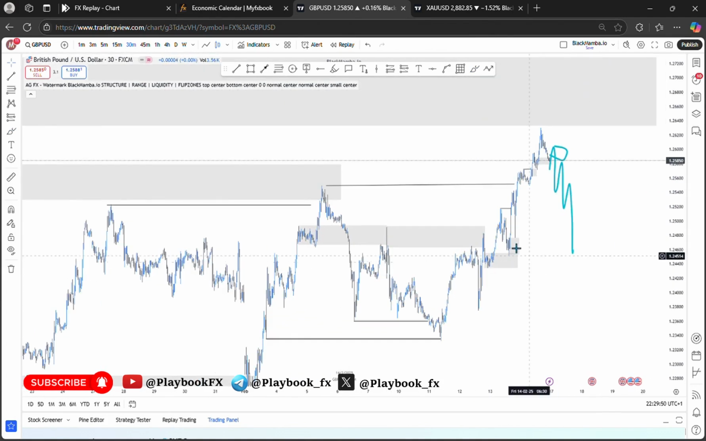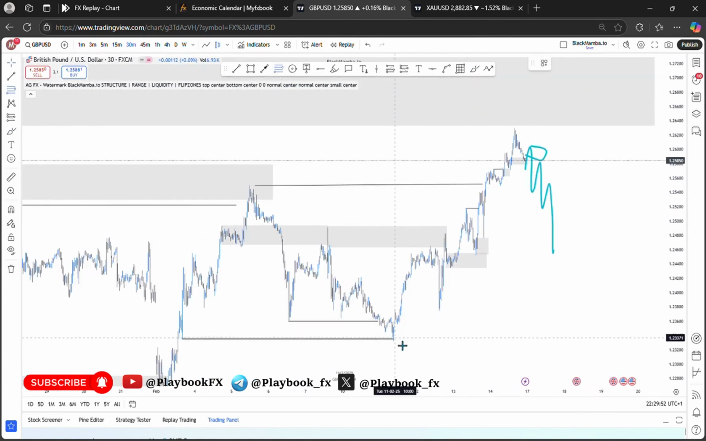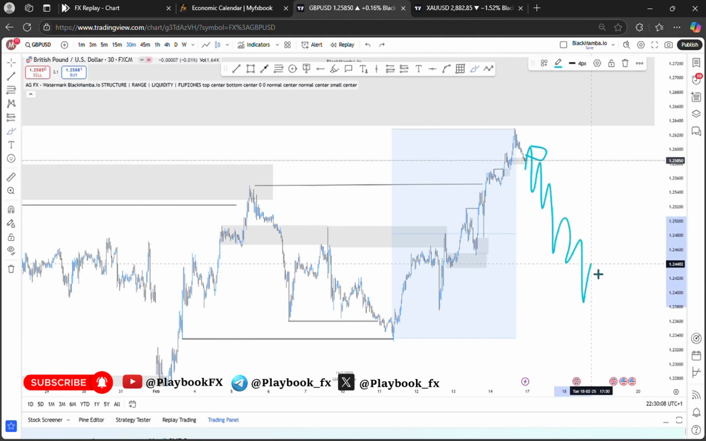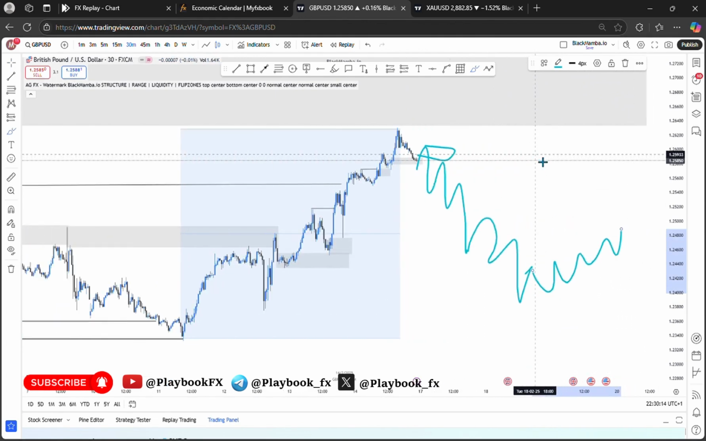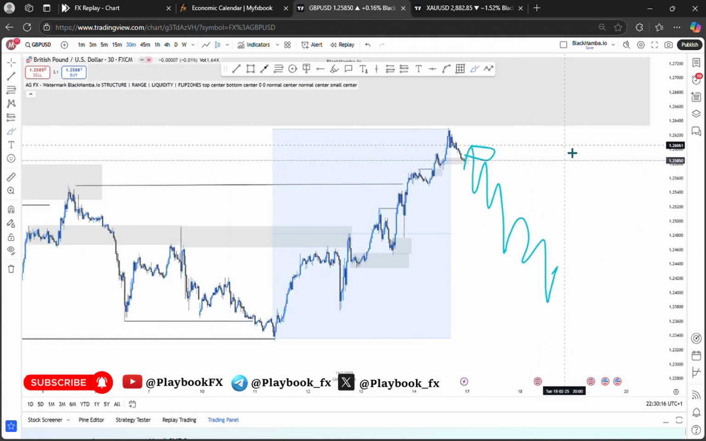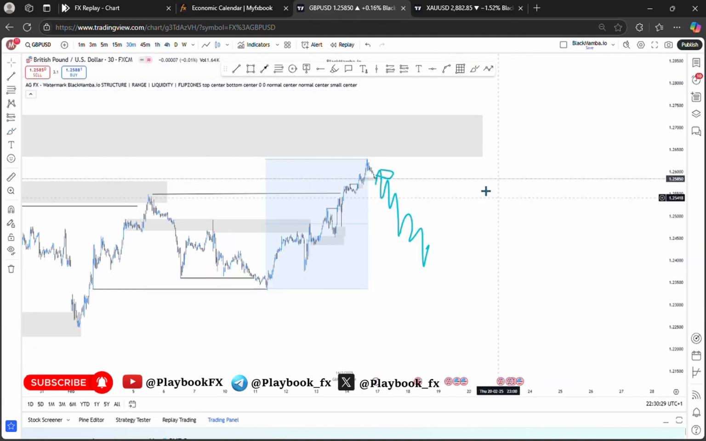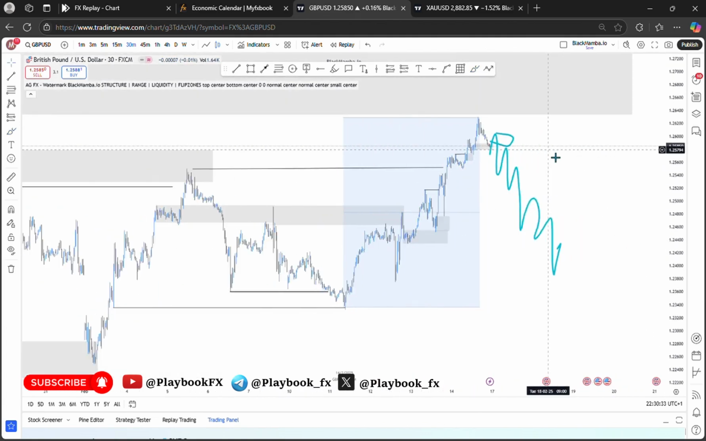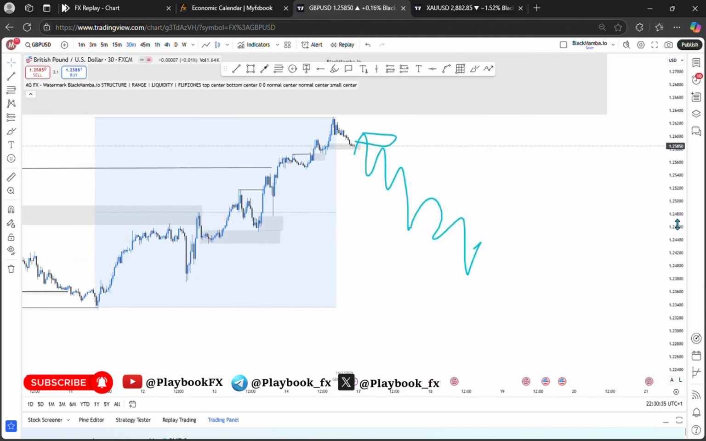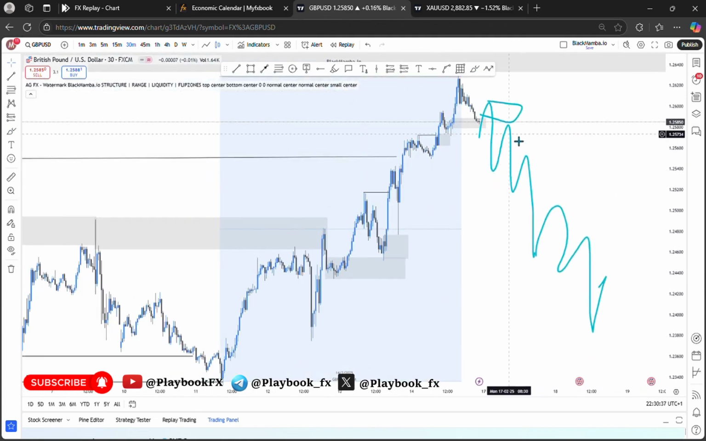Probably we'll be having a range from this low to this high. I'll be expecting price to sell to the discount of this range, and if price starts giving me buy again, I'll join the buy. But presently price is still bullish, so on Monday, if price wants to continue buying, I'll follow the order flow of price. I will not force any sell, since price is still respecting demand.